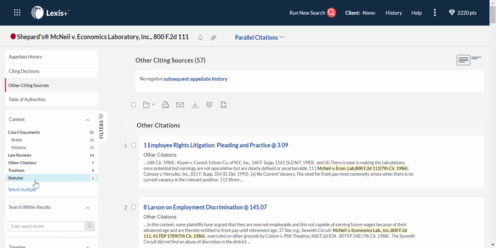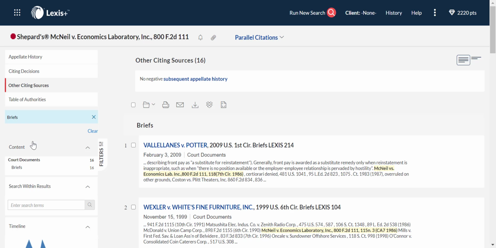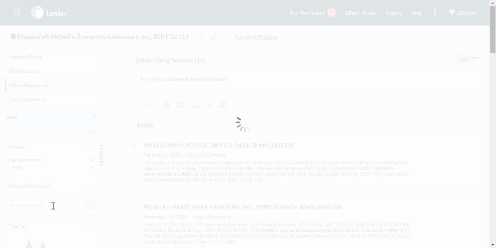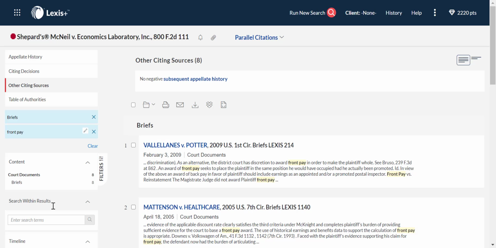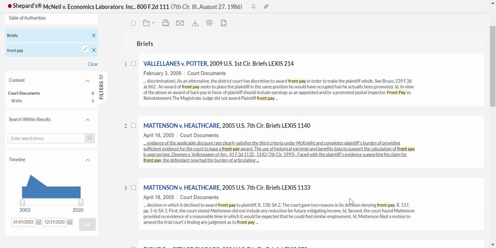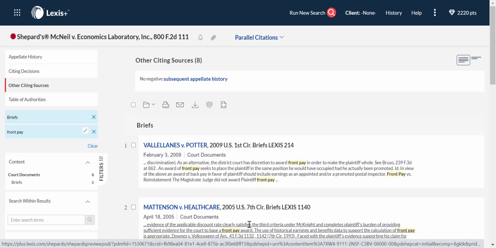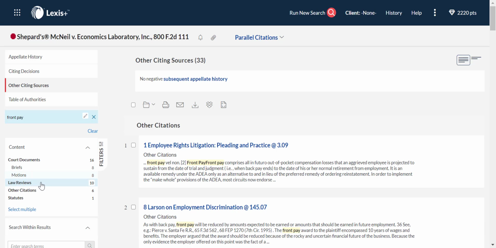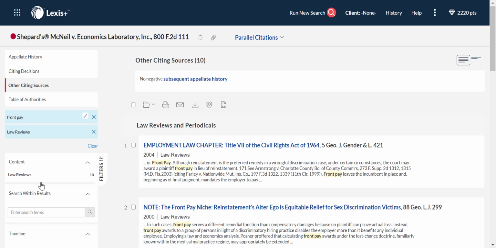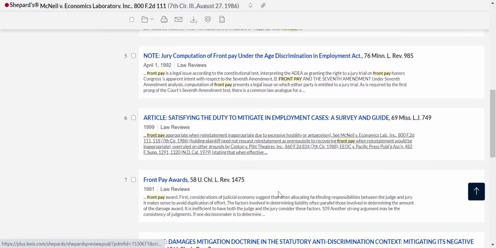This is incredibly helpful if we are writing a brief or we're trying to learn more about McNeil. We can look at briefs that people have filed that discuss McNeil. And once again, this was the case that dealt with front pay, so we may want to specifically look at those documents that reference front pay and are briefs that have been filed in court that discuss this case. This is going to help us prepare for an argument or draft our own brief. The other thing that's useful is to look at law reviews that have cited to your case because they do a good job of explaining. And here we're looking at those that talk specifically about front pay, which helps us out as well.